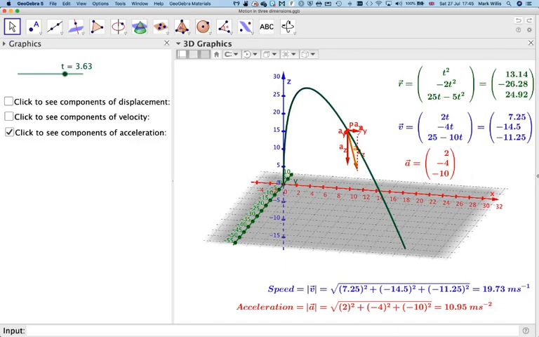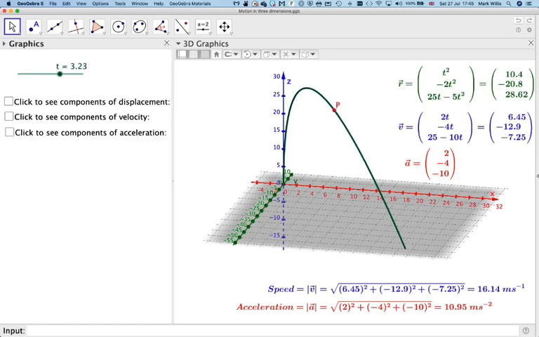Now, if we wanted to find something like the greatest vertical height, then we would need to find where the z component of velocity is equal to 0, which is when t is equal to 2.5. That will give me the greatest height, because the vertical height in this case is given by z.